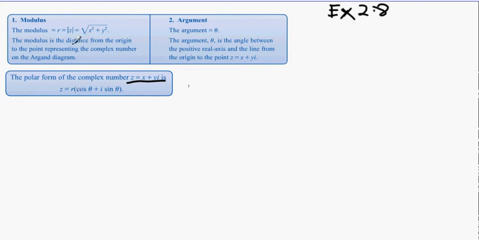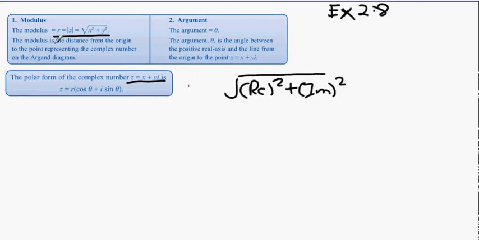The r value is the modulus, so the r value is getting the length of the complex number, which is the square root of the real part squared plus the imaginary coefficient squared. Okay, the modulus is the distance from the origin to the point represented by the complex number on the diagram. We've done that before. The argument theta is the angle between the positive real axis and the line from the origin to the complex number itself.